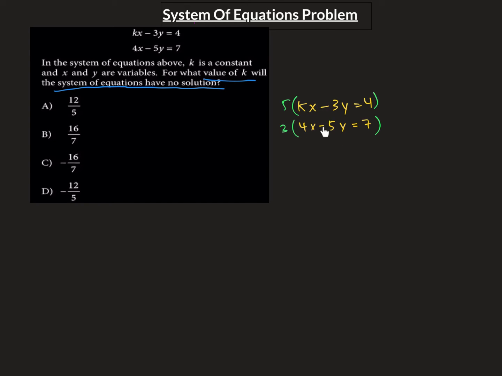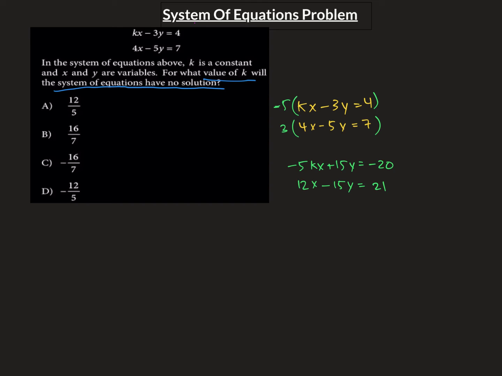But this has to be positive and this one has to be negative, or else they would add. So let's multiply this one by, actually, negative 5. That way it'll become positive and the lower equation stays negative. So this new equation becomes minus 5kx plus 15y is equal to minus 20. And this second new equation becomes 12x minus 15y is equal to 21.